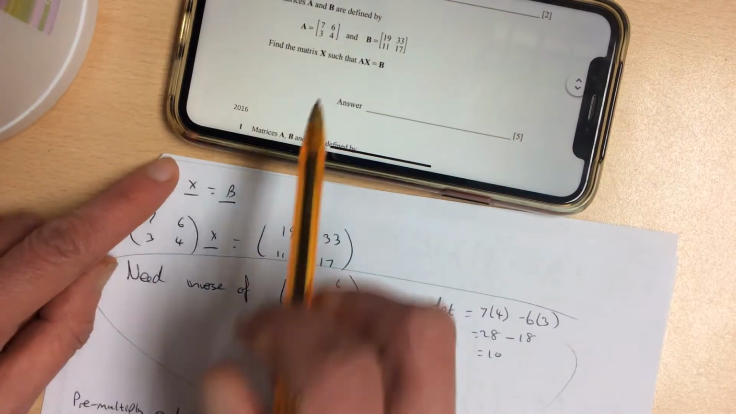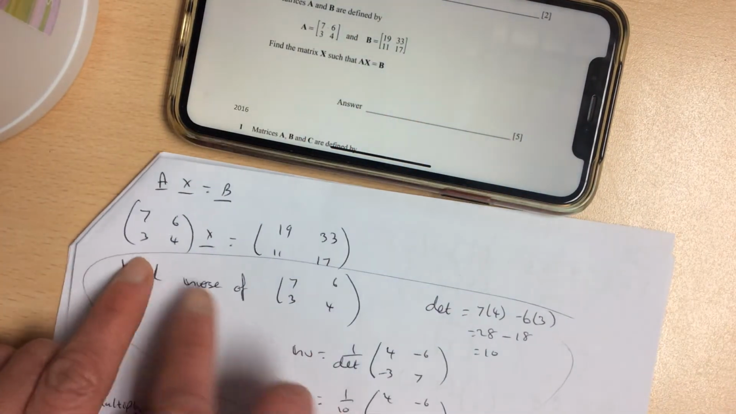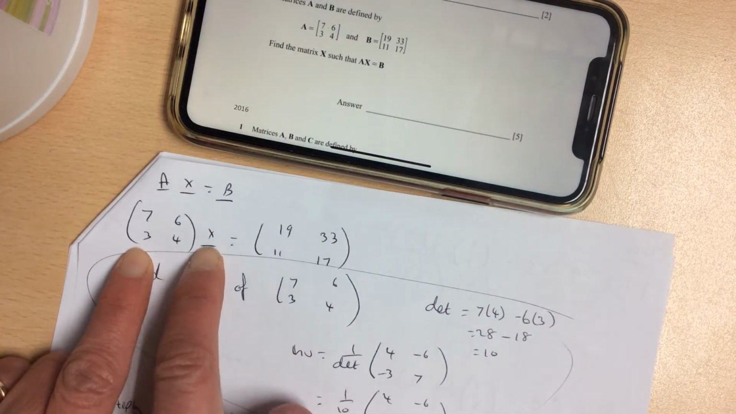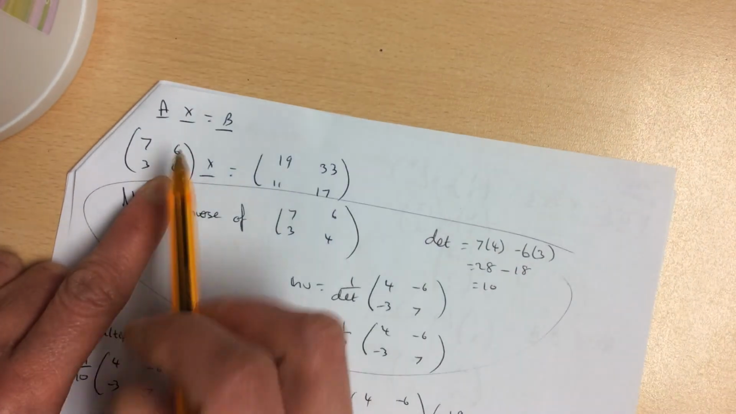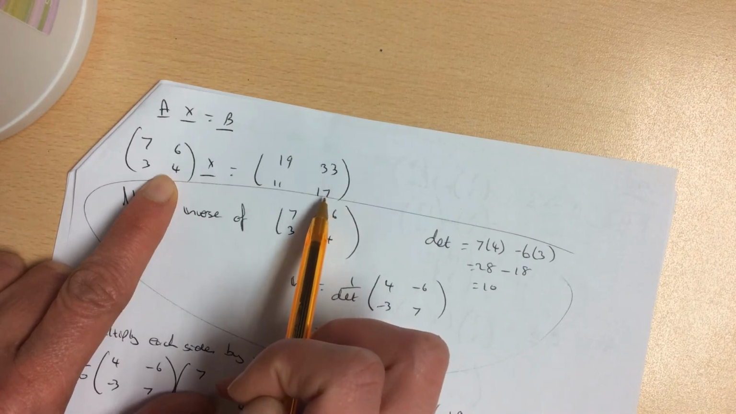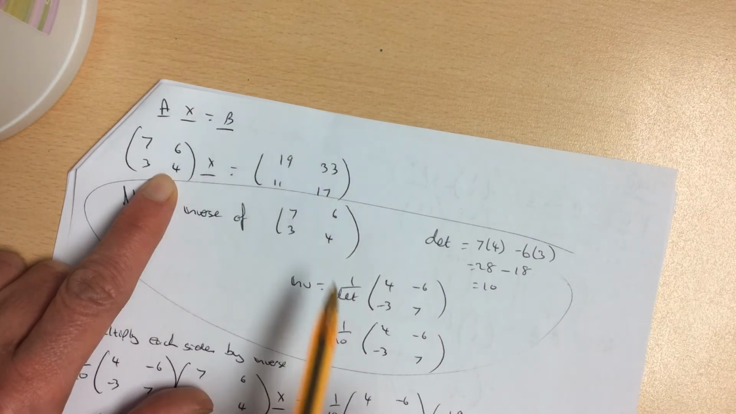Now, number 7, AX equals B. So write out what you know. You know your A, your X, and your B. You want rid of this matrix. This matrix is multiplying. You can't bring it over as a division. You're not allowed to divide.